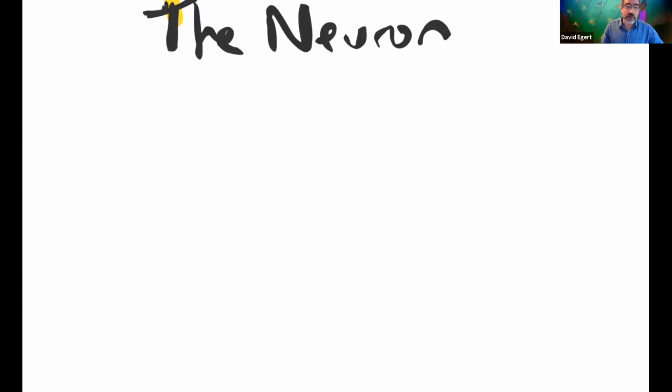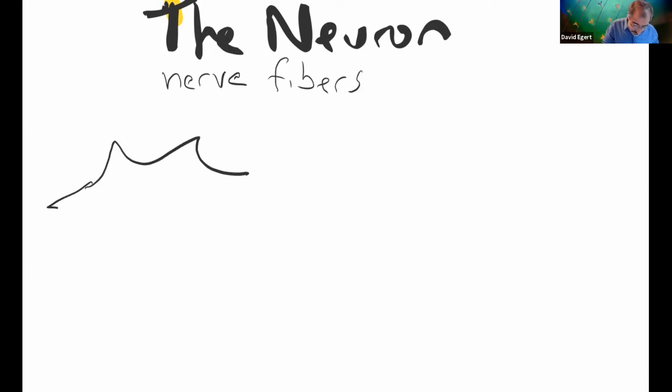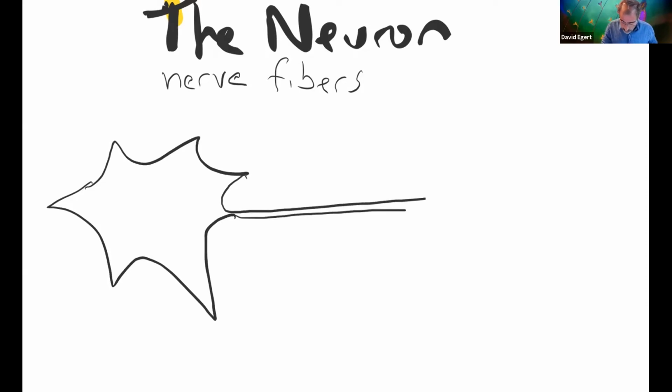The neuron. The neuron is also known as just a nerve, like sometimes they're called nerve fibers because they're really long and thin. Typically, and there are different forms of them. I'm going to draw the classic multipolar neuron, which is the most common kind.